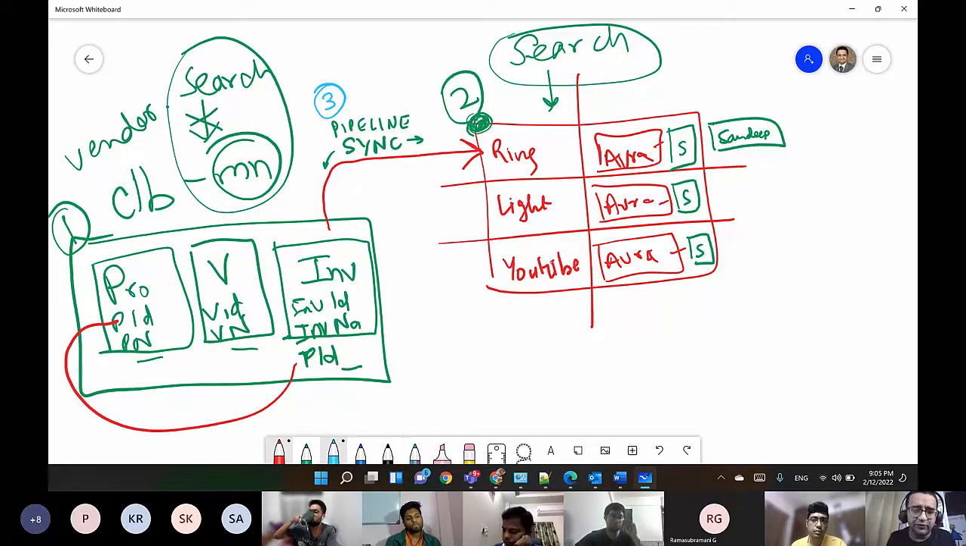I have a question for you. This microservice, the pipeline sync microservice: how often should this service run and when should it run?